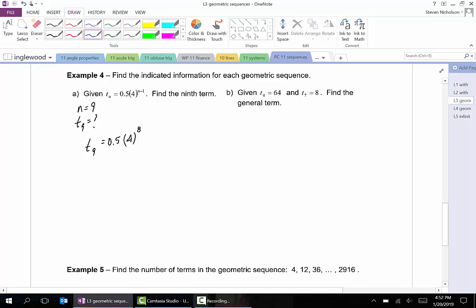But I just want to remind you about something. If you're doing a question like this by hand, it's really important that you remember order of operations, or BEDMAS. So with order of operations, there's my exponent, and that comes before my multiplication. So in doing this by hand, you'd calculate 4 to the power 8, and you'd get whatever that is, and then you'd multiply that answer by 0.5. And when you do that, you get 32,768. So the 9th term in this sequence is 32,768.